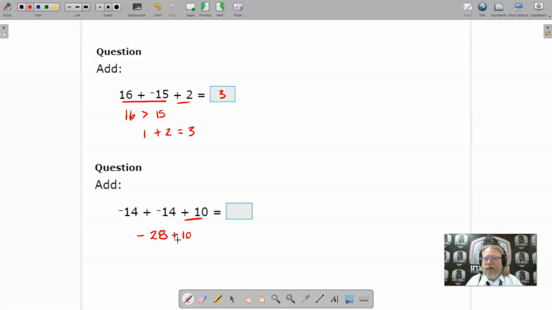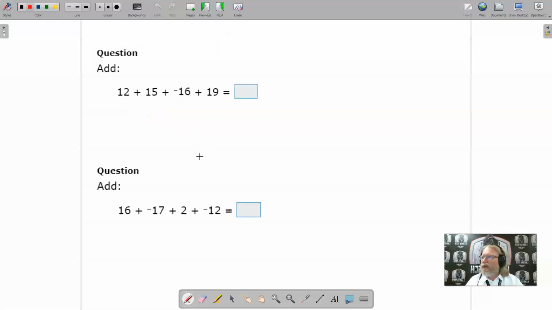Now I need to add these two together. And I notice that one's negative, the other one's positive. So the absolute value of 28 is going to be greater than the absolute value of positive 10. So my answer is going to be negative. And 28 minus 10 is going to be 18. So my final solution is negative 18.